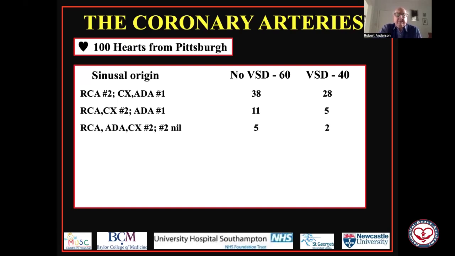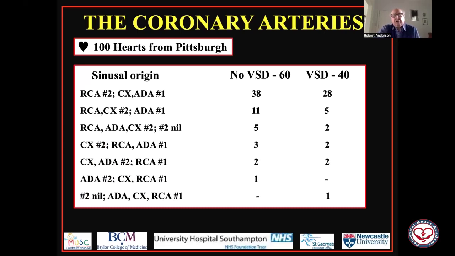But there are many other variants. All of the arteries can arise from one of the sinuses. We can have these additional variations, but we can account for all of them simply by distinguishing between the sinuses and then describing from which sinus arise the right coronary artery, the circumflex artery, and the anterior interventricular artery.